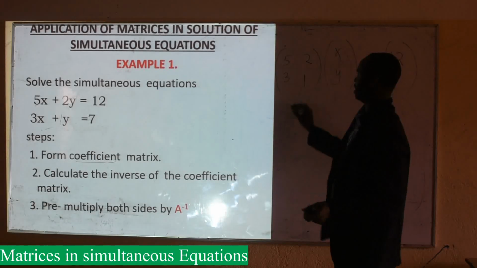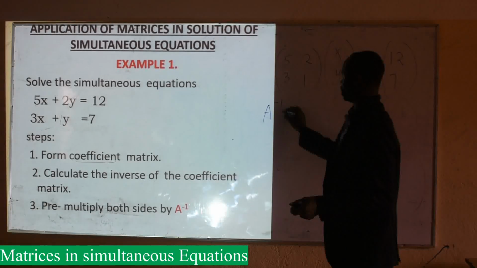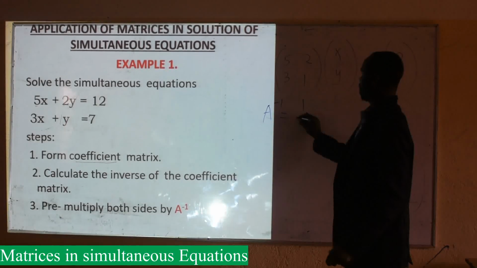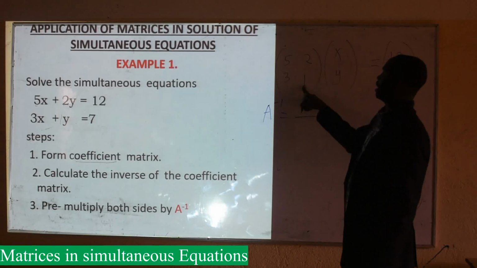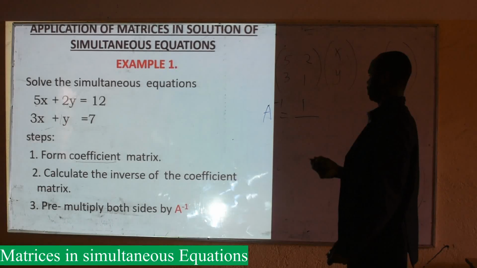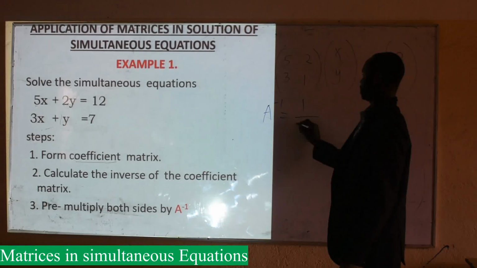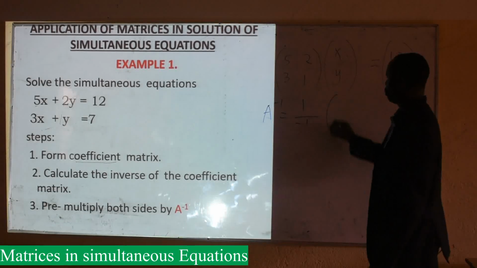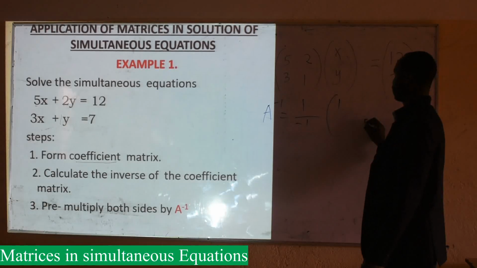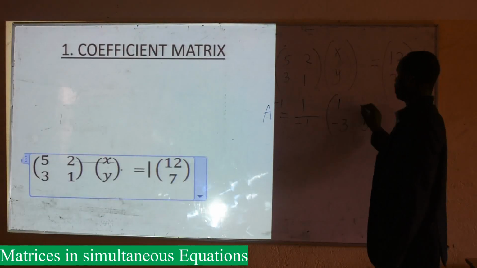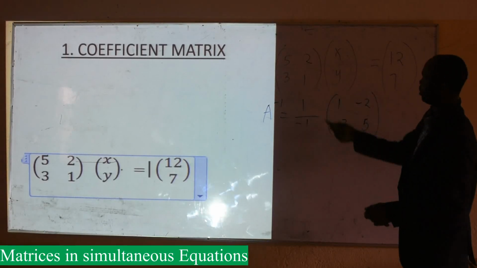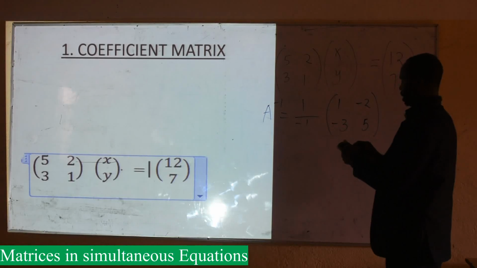So the inverse of this matrix, A inverse: you multiply by 1 over 5 times 1 is 5, minus 3 times 2 is 6. That means 5 minus 6 is -1. Then interchange 1 and 5, and change the signs of -3 and -2. That is the inverse.